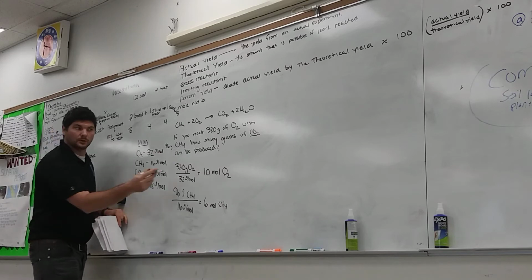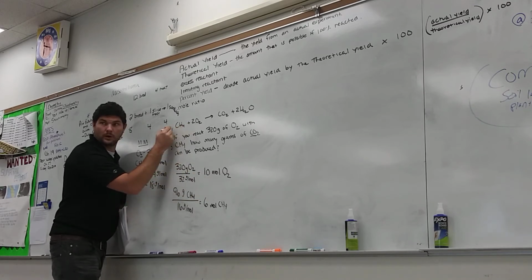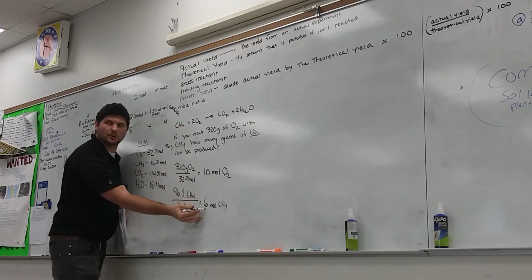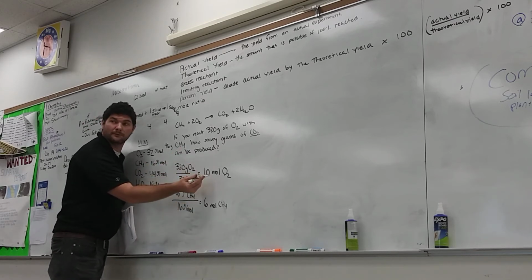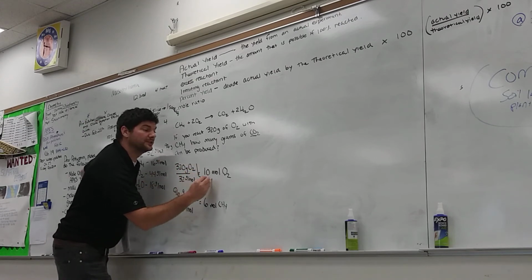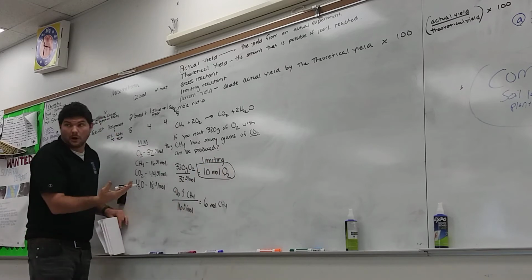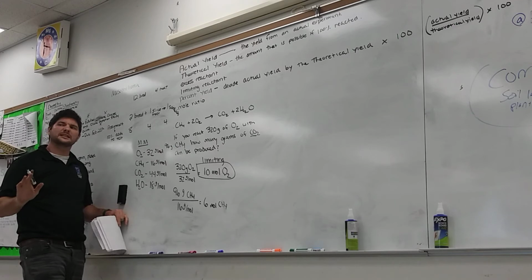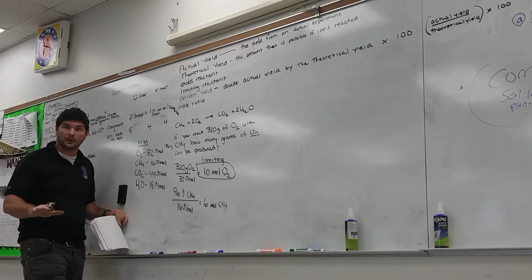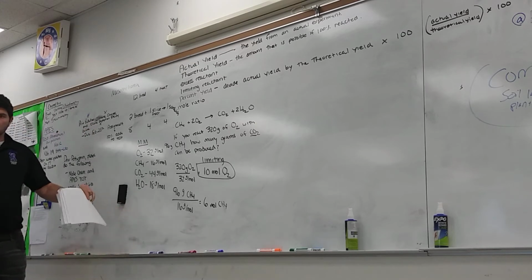Okay, so 10 moles of O2, don't I need only 5 to react? Why? Because there's 2 for every 1. But I have 6. So don't I have an extra mole of CH4 that is not going to be able to react because I don't have enough O2? So we know that this is our limiting, and the other one is going to be excess. We know there's 1 mole, which is 16 grams of CH4 left over.